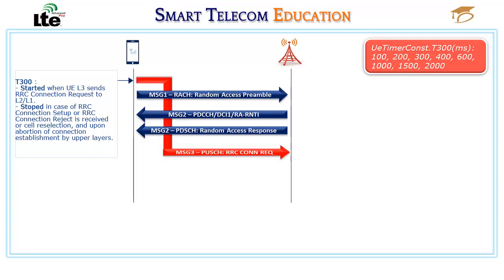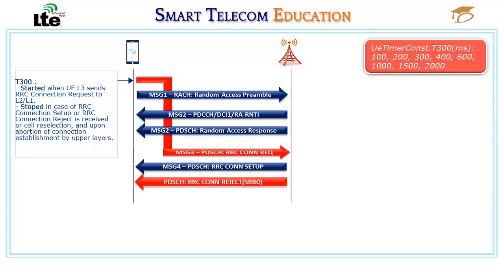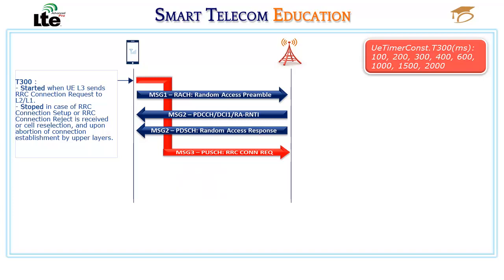The timer starts when the UE transmits the RRC connection request, and will stop when the UE receives an RRC connection setup or RRC connection reject message, or upon cell reselection, and upon abortion of connection establishment by upper layers. In case of T300 expiry, the UE will stop the RRC connection establishment procedure and inform higher layers about the failed procedure.